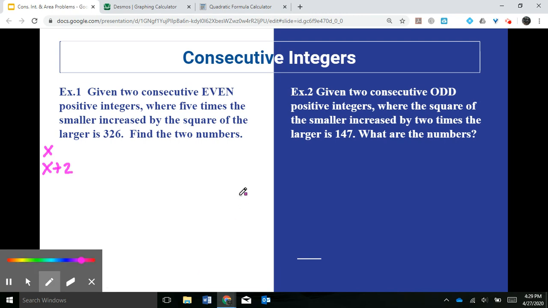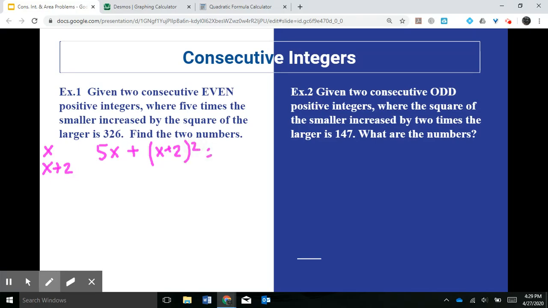It says 5 times the smaller. So out of these two numbers, the x is the smaller number, so we'll say 5 times x. Then it says increased by, so we'll say plus the square of the larger. So we go back to these two. The x plus 2 is the larger one, so we're going to square it. Now, we do have to put parentheses around it because it's a binomial. Is in math always means equals 326.